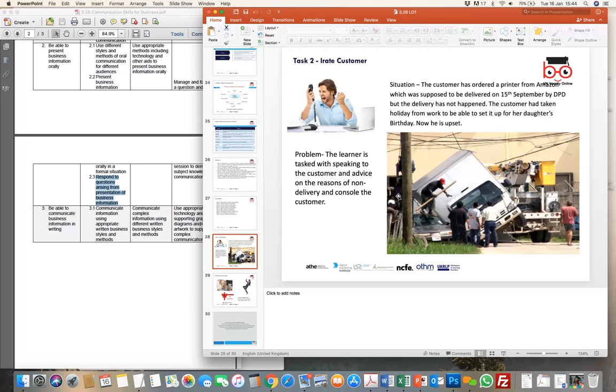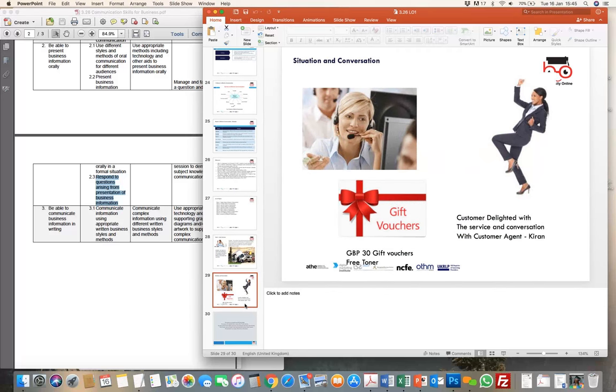And what I did was I set the situation from the start, saying that the customer has ordered a printer from Amazon which was supposed to be delivered by so and so. But the customer had taken a holiday from work to set it up for his daughter, because it was her birthday, that was the occasion, and it's not delivered because of an accident. He's upset. So what you have to do is react to that situation by becoming, for example, a customer representative, taking up that meeting, dealing with that customer.